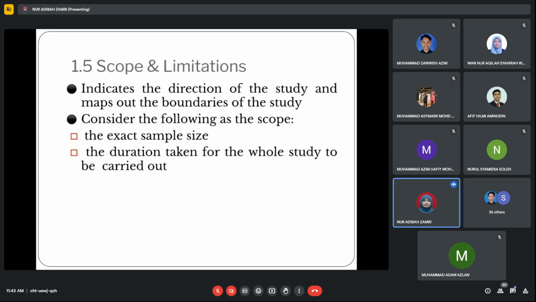All right. And then scope and limitations indicate the direction of the study and map out the boundaries of the study. Consider the following as the scope: the exact sample size, the duration taken for the whole study to be carried out.